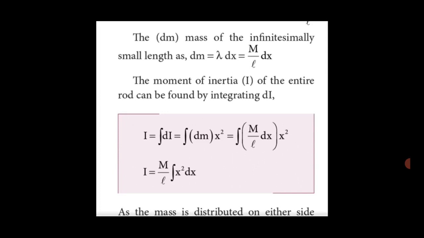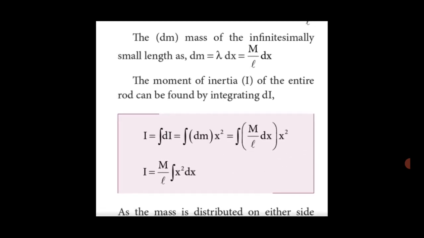So I is equal to the integral of dI, that is the integral of dm x square. We know what dm is, and substituting it again, that is equal to the integral of M by L dx into x square. What are the constants that will be taken out? We integrate only over the changing variable. M by L is constant, so we take it outside. Then the integral part is the integral of x square dx. So I is equal to M by L times the integral of x square dx.